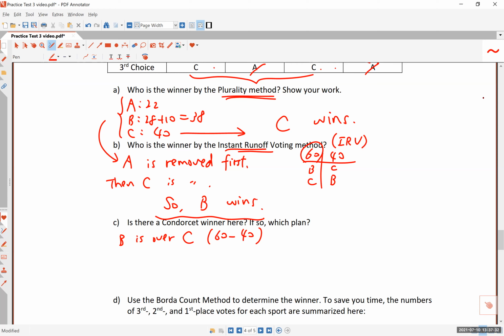Now, instead of comparing A to C, I want to see if B, which is already partially a winner, beats A. B wins over C. So if B beats A, then the question is done. We don't have to worry about who wins between C and A. So let's try to see B versus A.